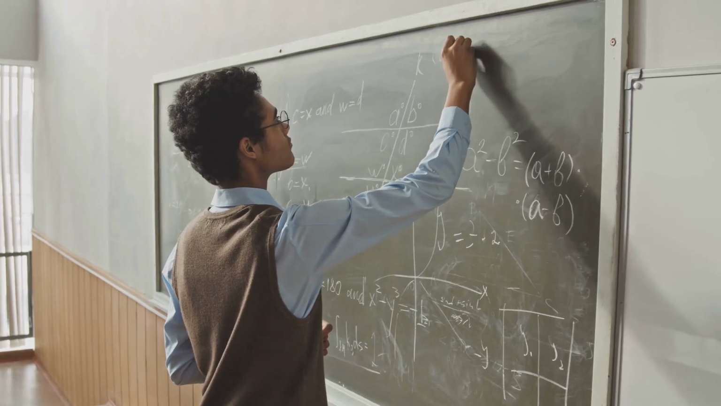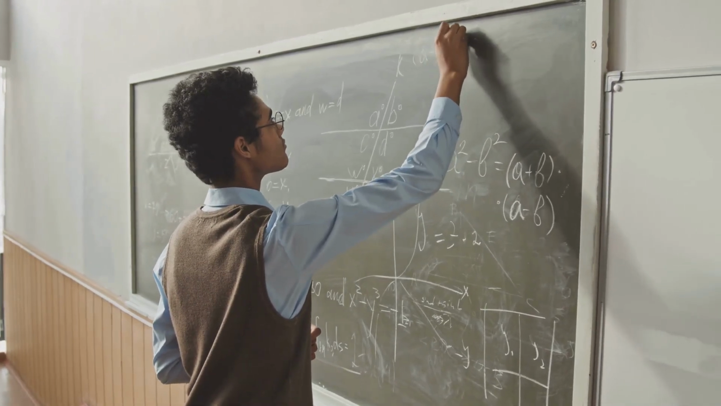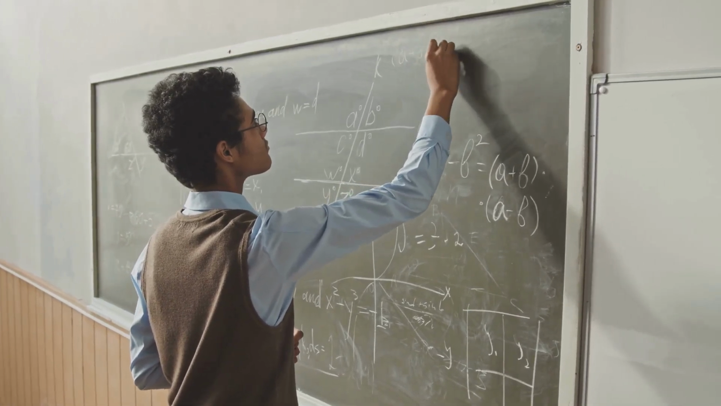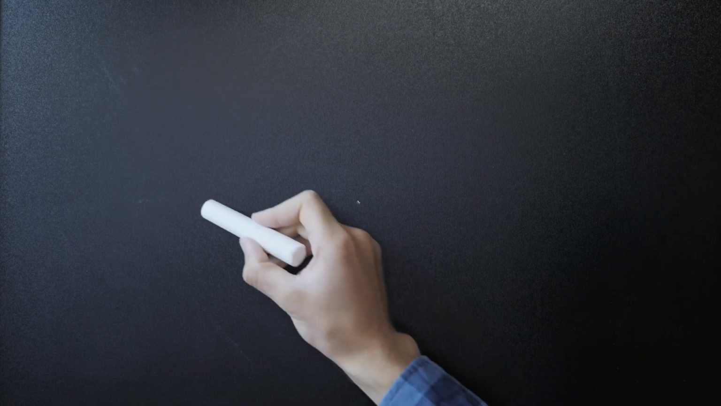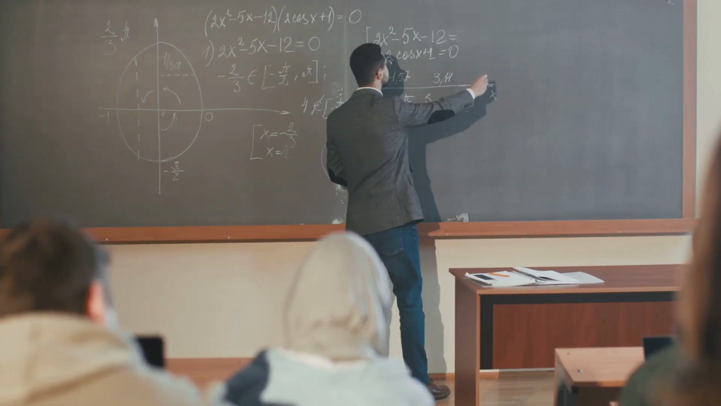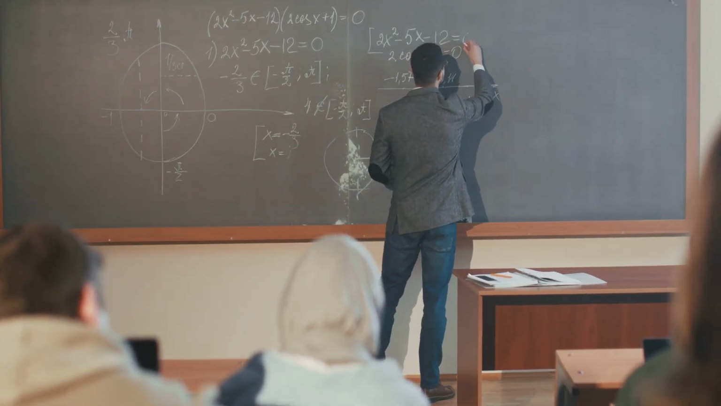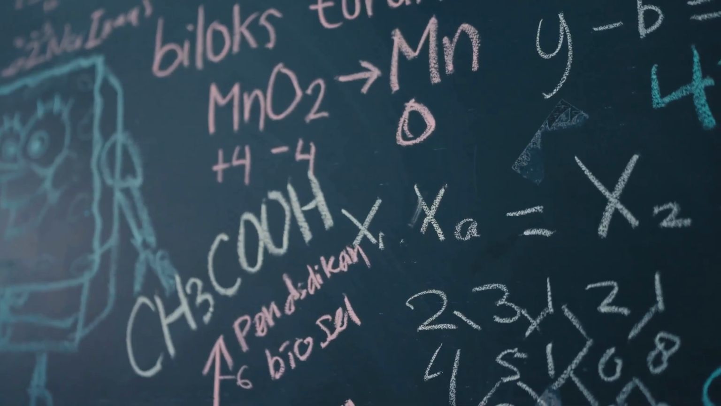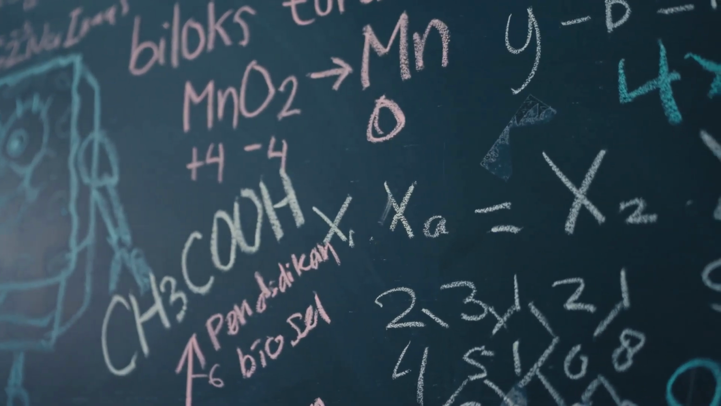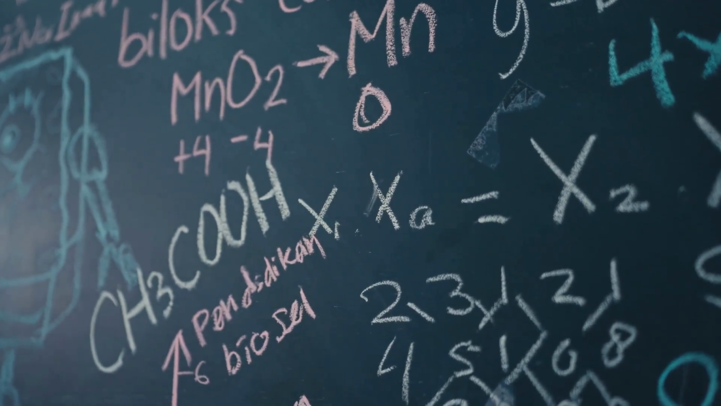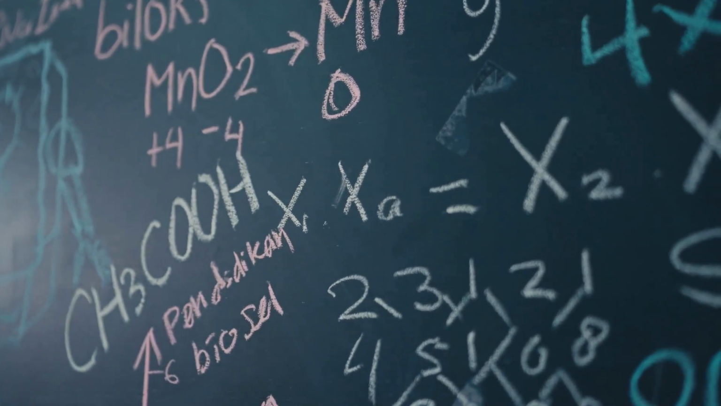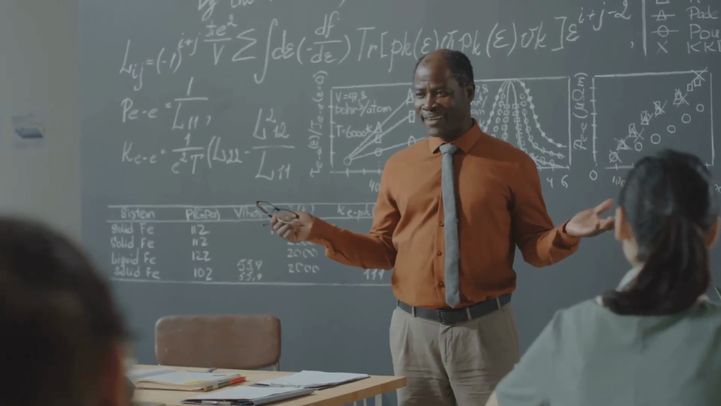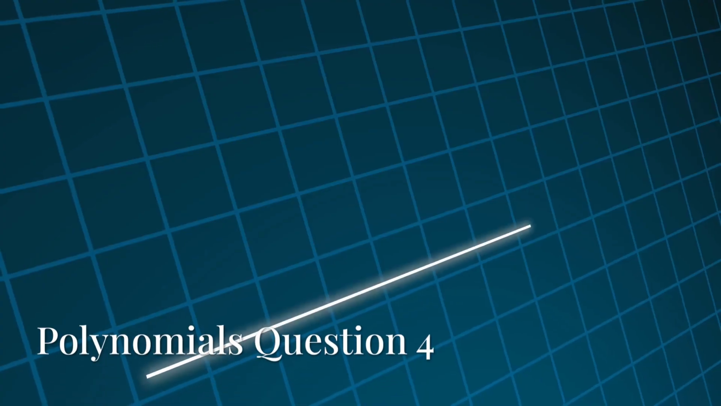Step 3. Factoring the polynomial. Since we found that x equals 1, x equals 2, and x equals 3 are roots, we can factor the polynomial as f of x equals x minus 1 times x minus 2 times x minus 3. Step 4, conclusion. The roots of the polynomial function f of x equals x cubed minus 6x squared plus 11x minus 6 are x equals 1, x equals 2, and x equals 3.